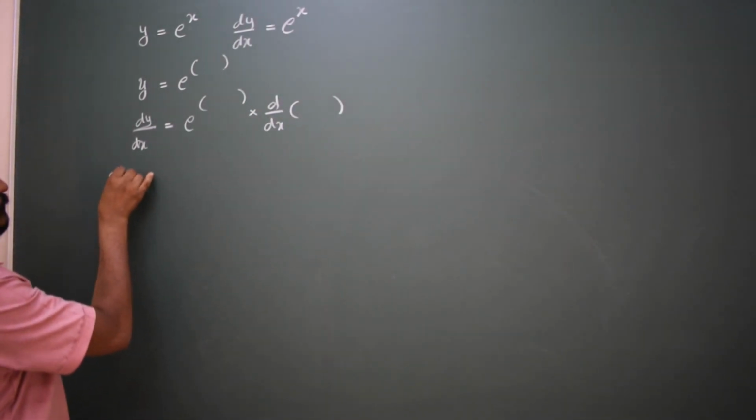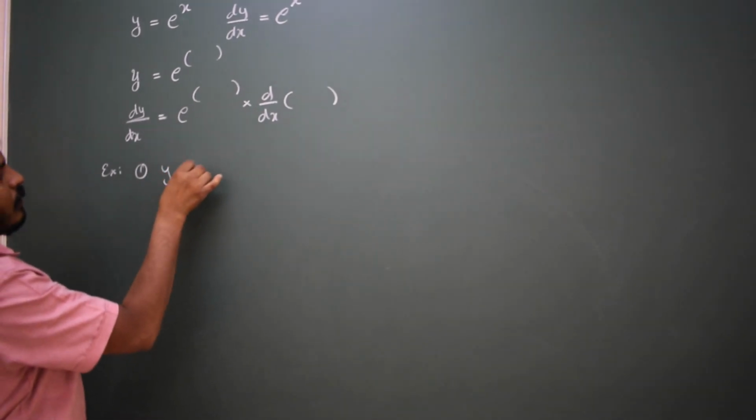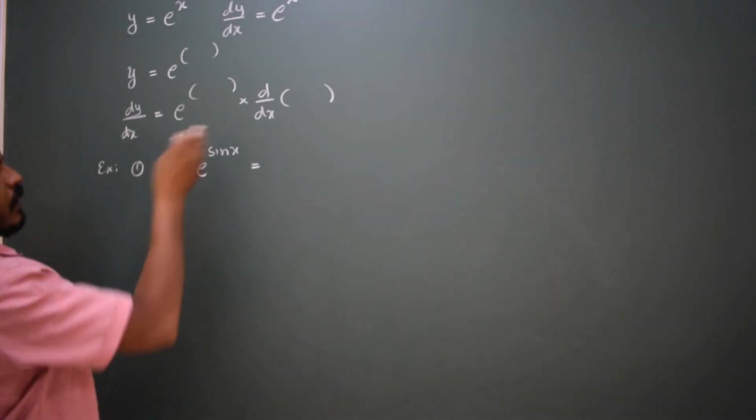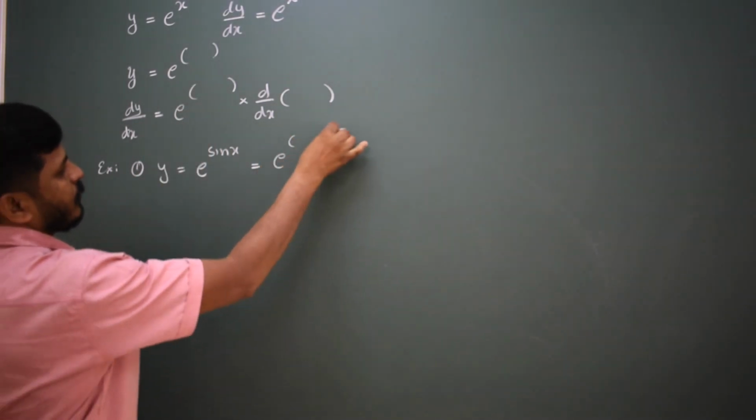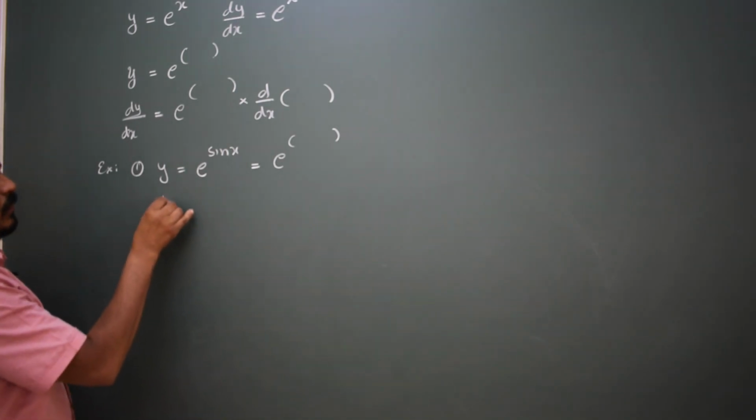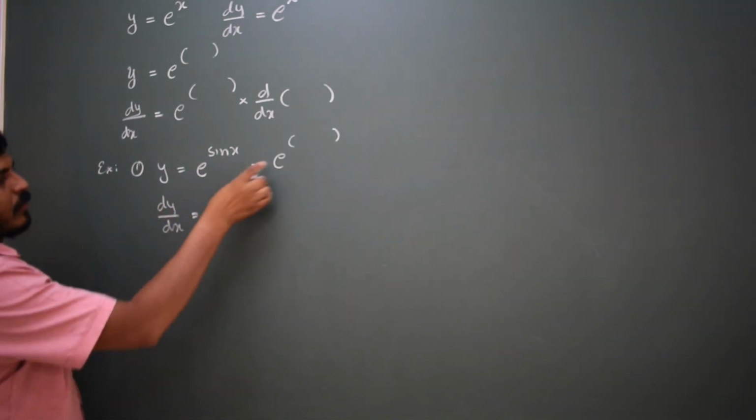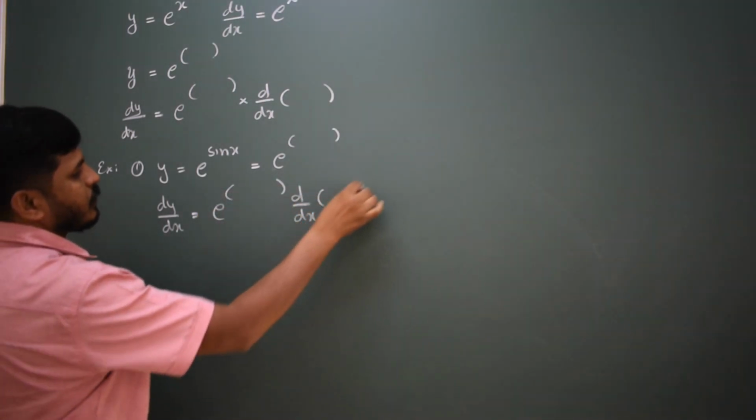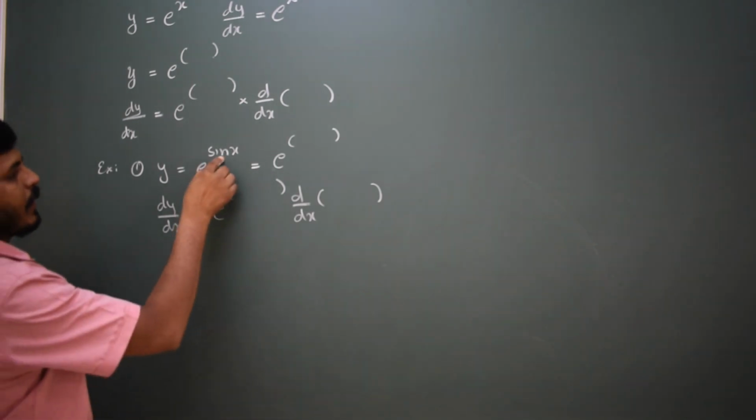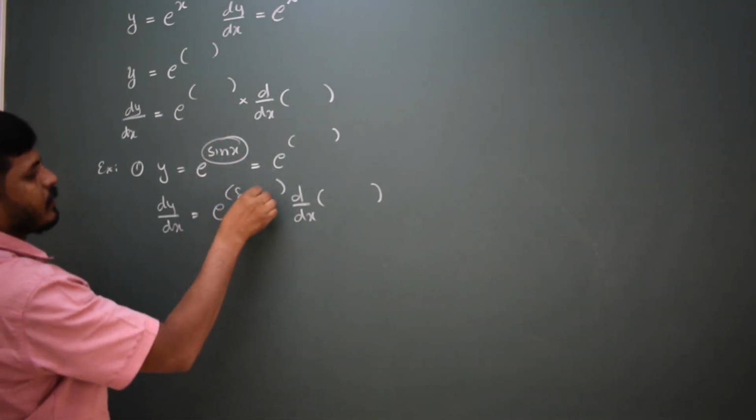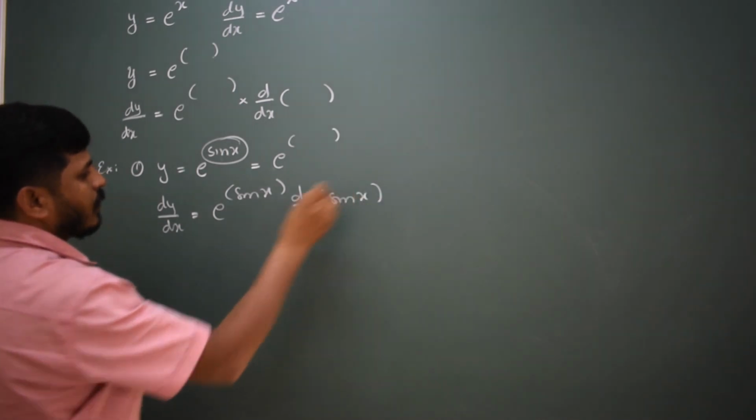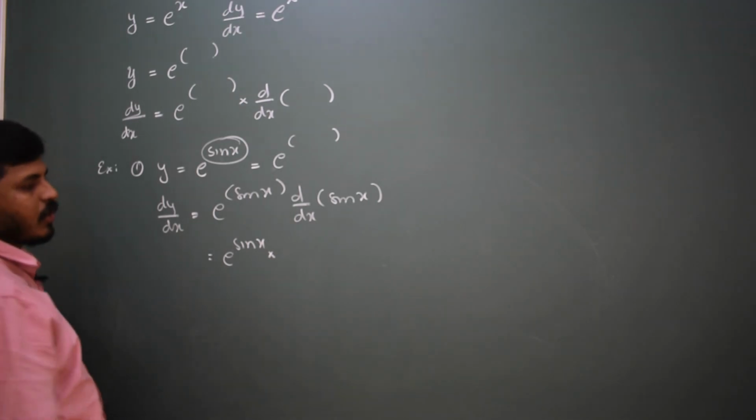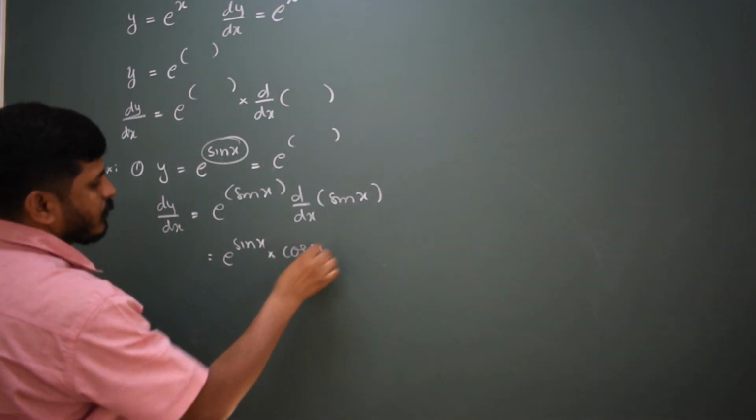Say for example, y is equal to e raised to sin x. In the place of something I have sin x. Read it as e raised to something. Now differentiate. dy by dx is equal to, what is e raised to something differentiation? e raised to something into d by dx of something. What is something there? Sin x. That's equal to e raised to sin x into differentiation of sin x is cos x.